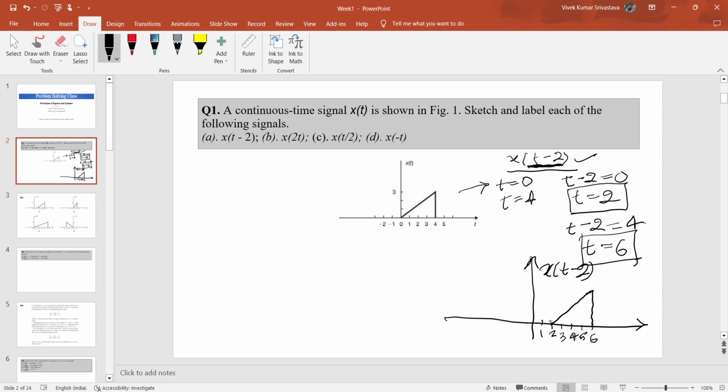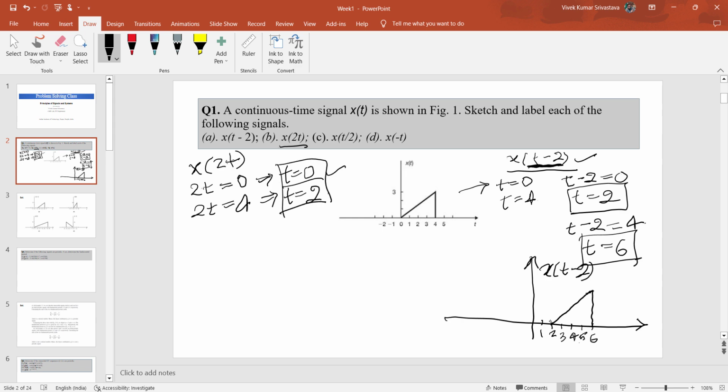Now the second signal that we have to draw here is x of 2t. Here also we have to do the same thing, that is, equate the argument: 2t will start from 0, which means t will start from 0, whereas 2t will end at 4, which means t will end at 2 seconds. So this is the starting point, this is the end point.